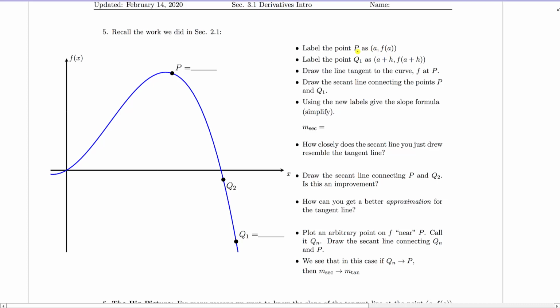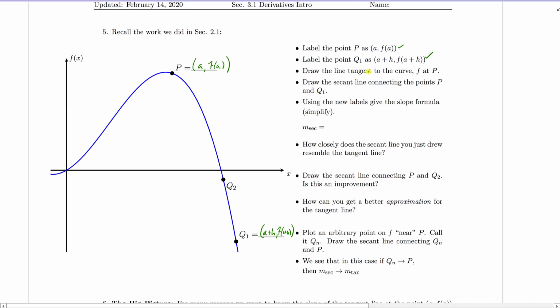We're thinking of P as a fixed point, so it's going to be at the coordinates A, comma, f of A. Okay. And then we're asked to go ahead and label point Q with these coordinates. So let's go ahead and do so. So we've got A plus H, comma, f of A plus H. And I can barely fit that there, but we got it. Okay, so step 1 done, step 2 done.